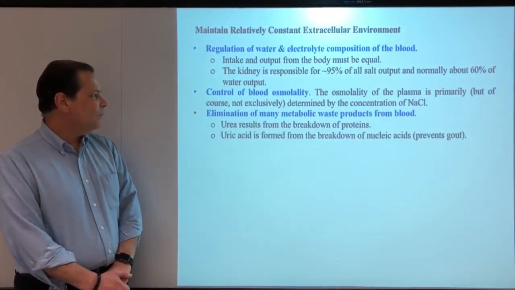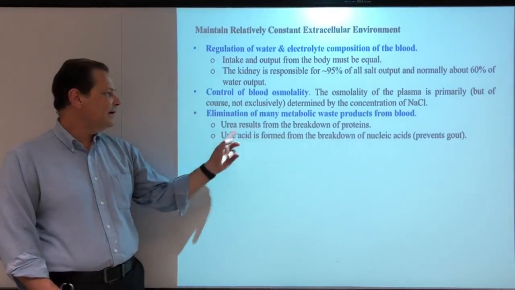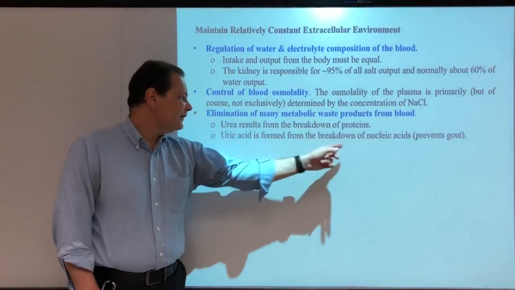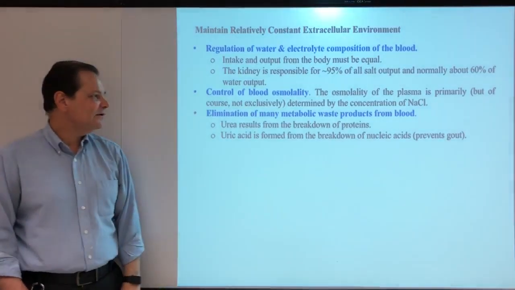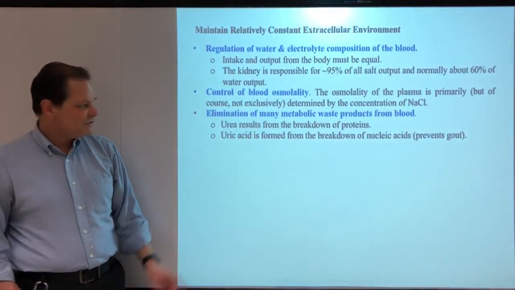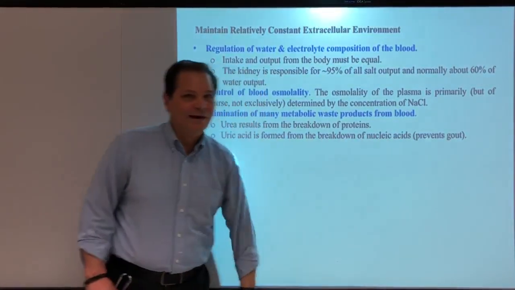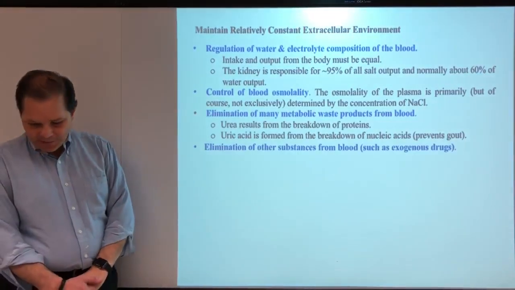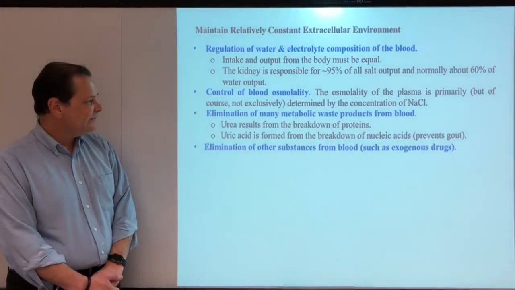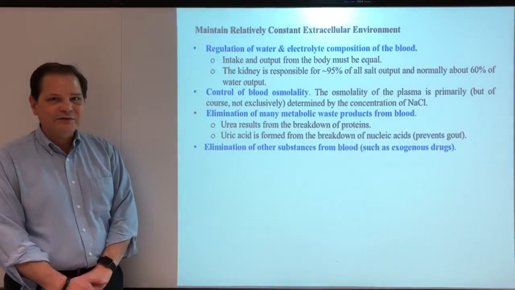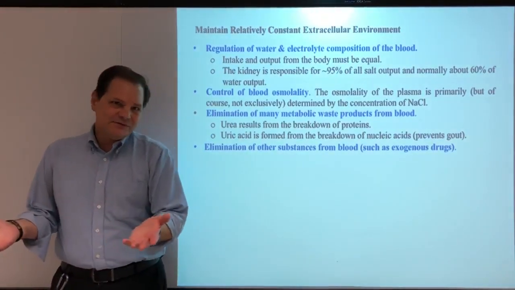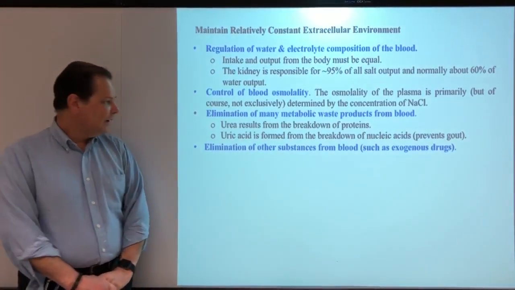Elimination of metabolic waste products to the urine: urea, due to breakdown of protein, and uric acid from breakdown of nucleic acids. Of course, if you don't get rid of uric acid, you get gout. Elimination of substances from the blood, such as drugs. I'll leave that to our pharmacologists for the most part.